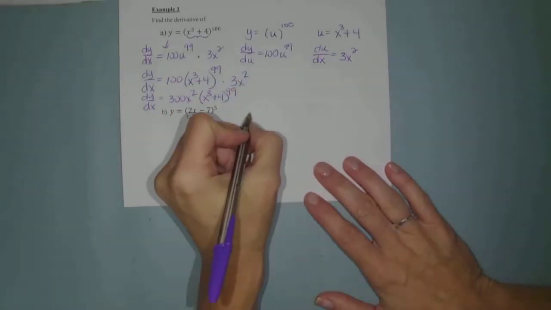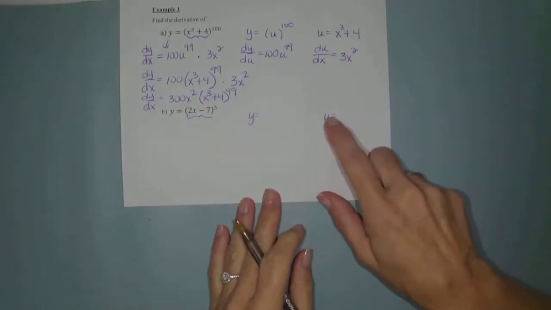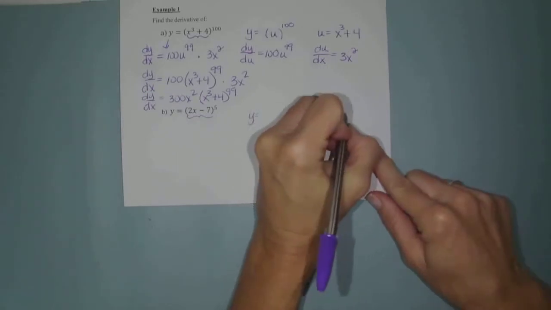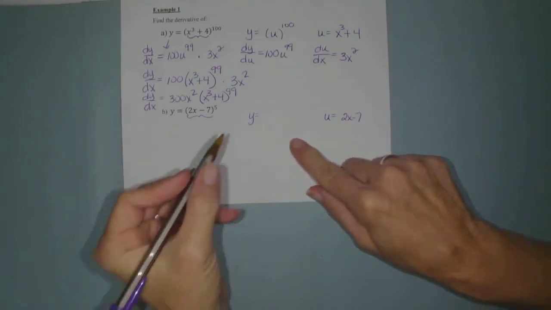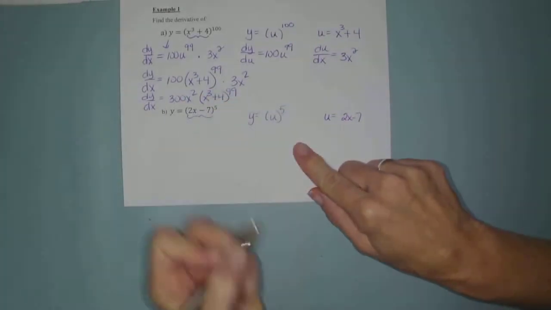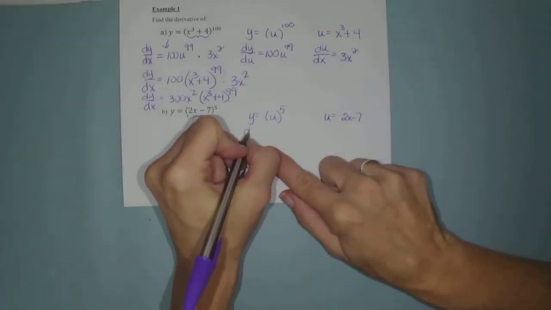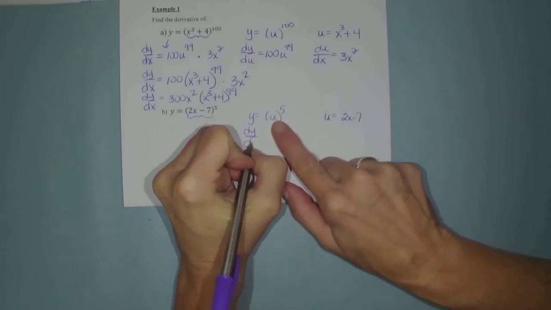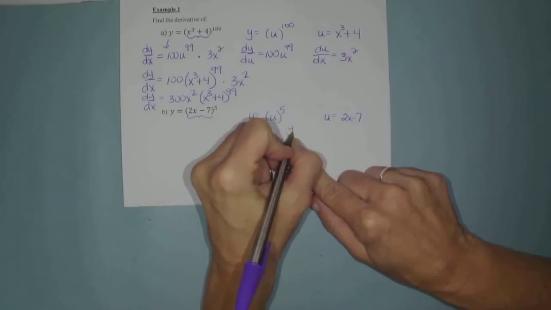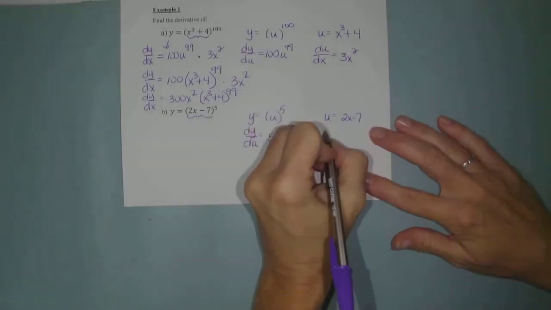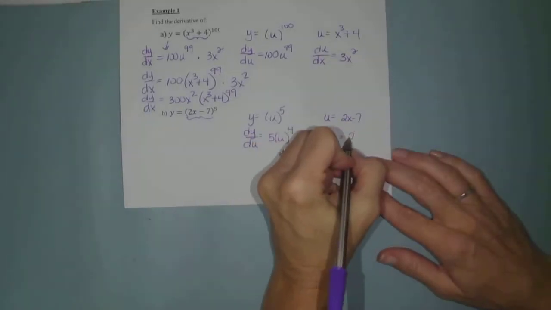So again, we have to identify what y equals and what u equals. Okay, so we'll let u be the 2x minus 7, the quantity that's being raised to the power, and then we'll let y equal u to the fifth. So differentiating these will give us the derivative of y with respect to u by the power rule is 5u to the fourth. And over here, the derivative of u with respect to x is simply 2.